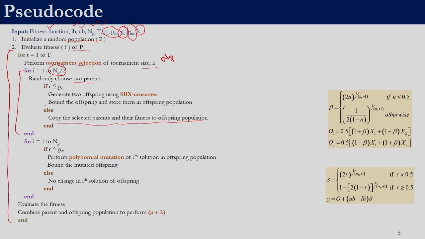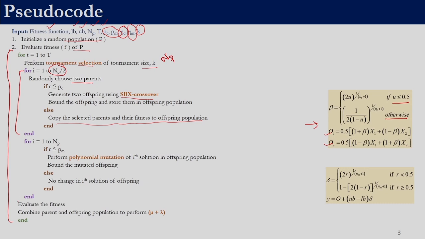If we happen to do crossover, then we will be using this SBX crossover, which is given over here. For each variable, we will have to generate a random number between 0 and 1. Depending upon whether it is less than or equal to 0.5 or greater than 0.5, we will have to calculate the beta value. And using the beta value, we need to calculate the offspring 1 and the offspring 2. So, that is going to be the crossover.